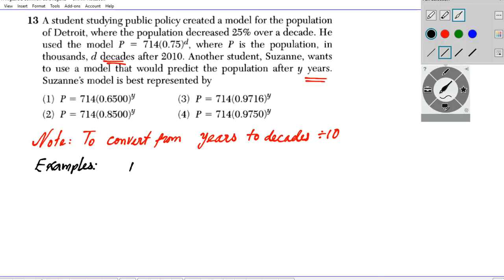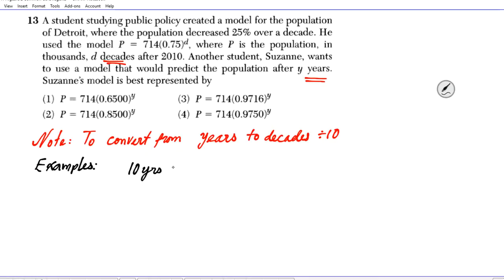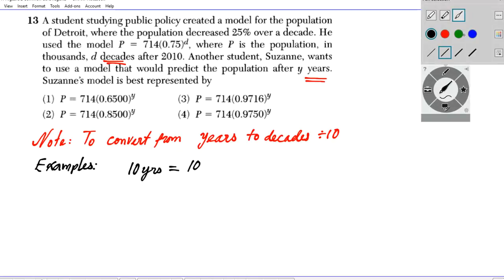So let's say you have 10 years. How many decades is that? You divide it by 10 to convert to decades, right? Divide by 10. 10 years is equal to 1 decade.